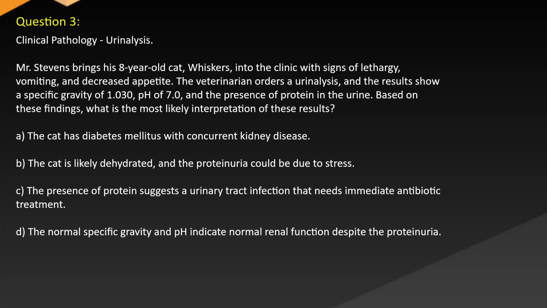A. The cat has diabetes mellitus with concurrent kidney disease. B. The cat is likely dehydrated and the proteinuria could be due to stress. C. The presence of protein suggests a urinary tract infection that needs immediate antibiotic treatment. D. The normal specific gravity and pH indicate normal renal function despite the proteinuria.